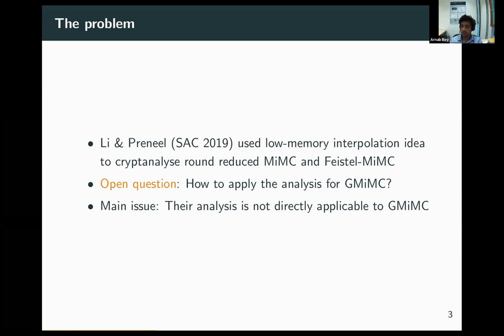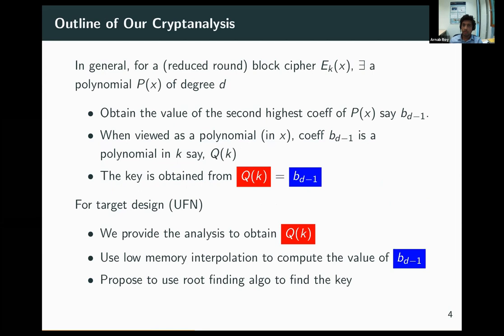So I'm going to briefly outline the idea of the cryptanalysis first. For any block cipher, if you consider it as a function, then you can find a polynomial of certain degree d. In a normal interpolation attack, you try to find a representation of the whole polynomial. But in low memory interpolation attack, we are actually interested in the second highest coefficient. Once you find this one, this can also be seen as a function of the secret key k.